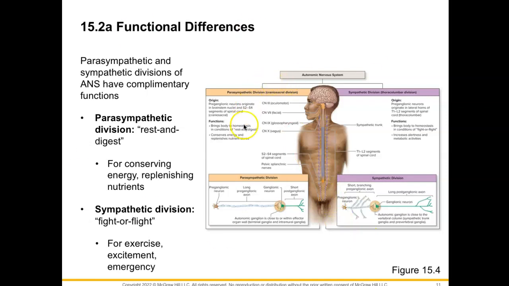Our parasympathetic nervous system is known as our rest and digest and is used for conserving energy and replenishing nutrients. So the majority of the time, this is the division which is constantly working within our body. And then on rare occasions, when there are emergencies or moments of stress, our sympathetic division is called upon for fight or flight. This could also be while you are exercising or have excitement.